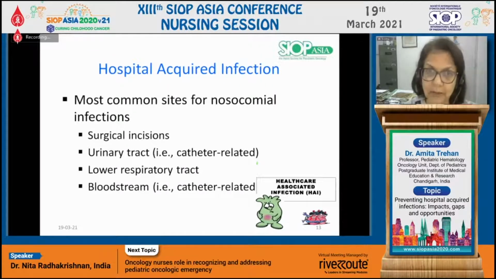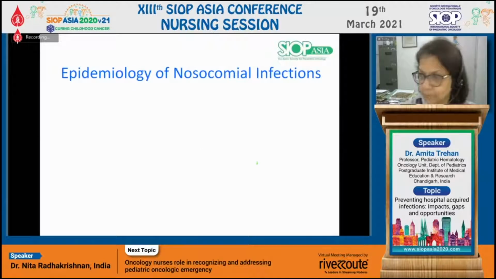Lower respiratory tract infection, children are lying down all the time when they're sick, or if they're on a ventilator, ventilator associated pneumonia is frequent. And bloodstream, which often is catheter related.